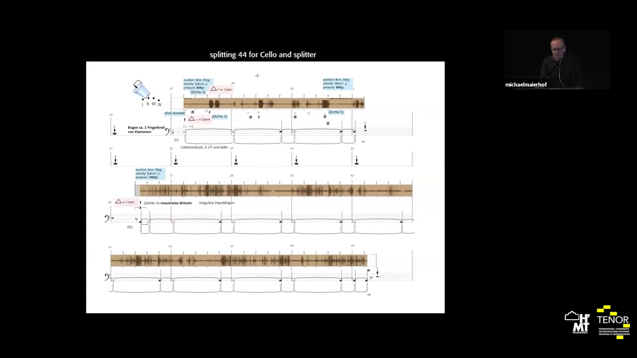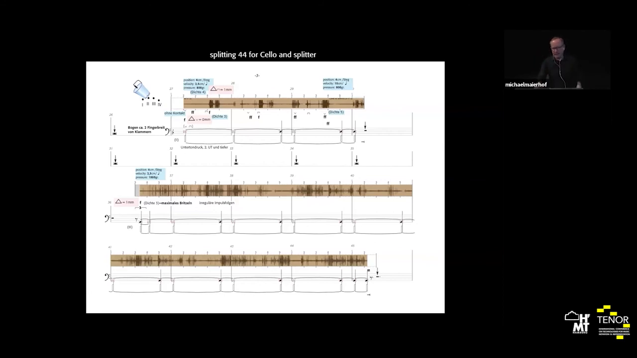That means almost a broad pressure band. And then you have the contact with the splitter, which means you have a certain position, 4 centimeter from bridge. You have a velocity, 2.5 centimeter per beat. And you have a pressure, 800 grams to produce Dichte 4, which means like density 4.